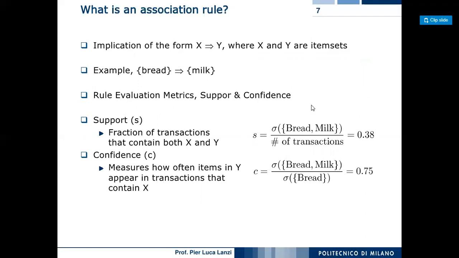Rule evaluation can be measured mathematically like this, where support is the fraction of transactions that contain both X and Y upon the total number of transactions. So that is equal to 3 by 8, that is equal to 0.38.